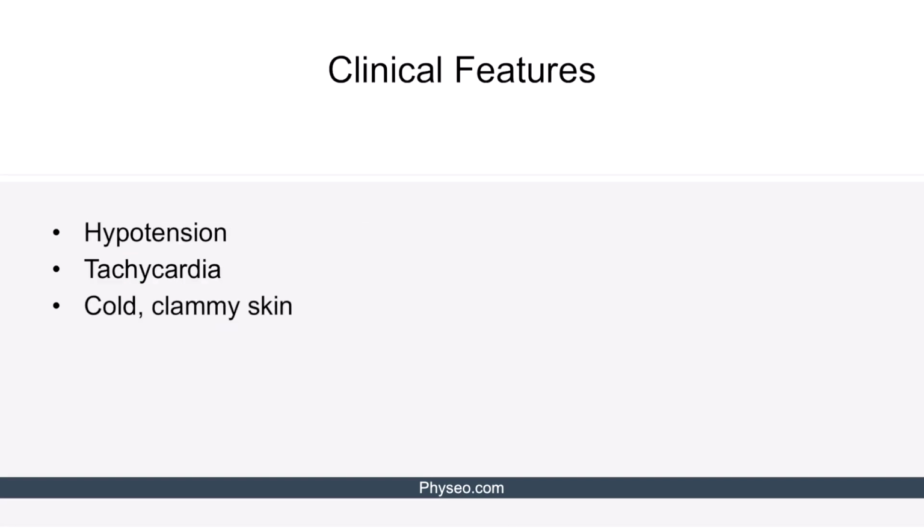Now let's talk about the clinical features. So hypovolemic shock is characterized by hypotension and tachycardia. And in this case, tachycardia develops to compensate for that decreased stroke volume. In other words, hypotension occurs, and then the heart starts beating faster. And the skin is usually cold and clammy due to peripheral vasoconstriction, again from that overactive sympathetic activity.